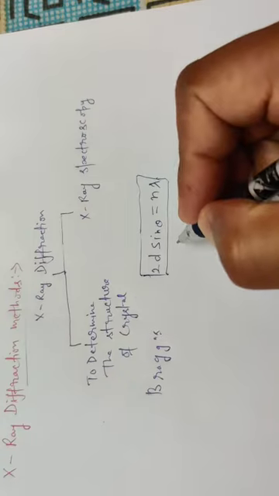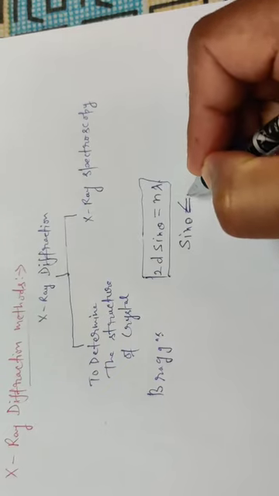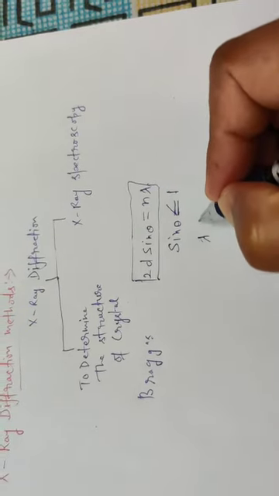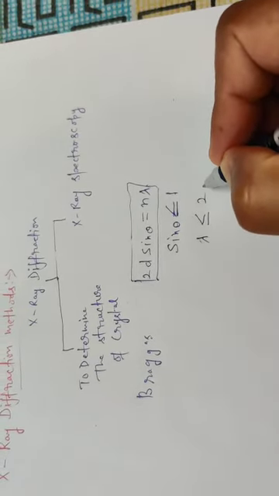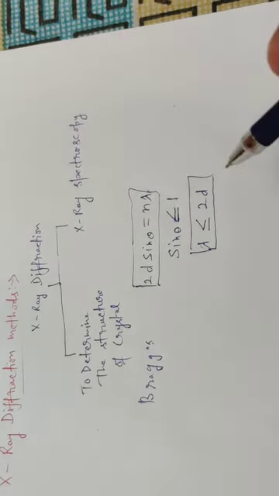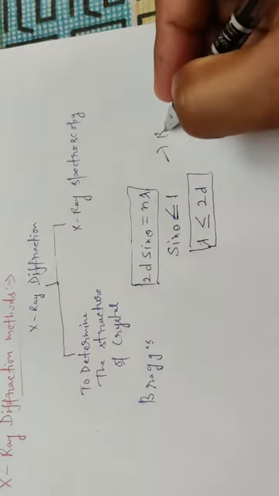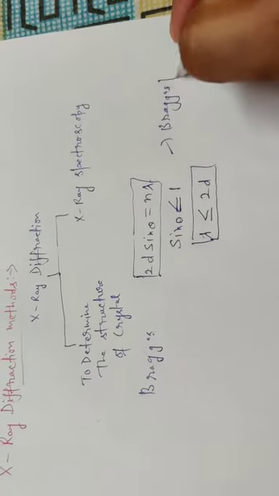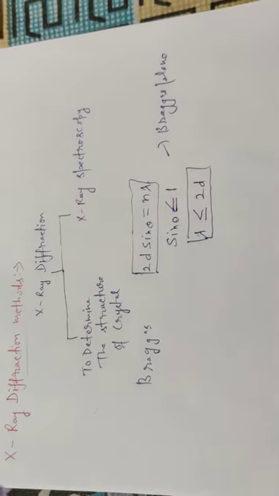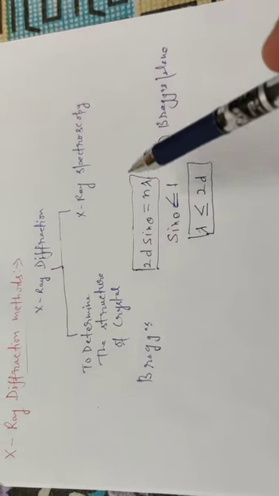Since we know that sin theta cannot be greater than 1, sin theta is less than or equal to 1, so lambda is less than or equal to 2d. Those interplanar planes which satisfy this condition are known as Bragg's planes. I will use this terminology in between, so it should be clear to you what Bragg planes are. This condition should be satisfied for these X-ray diffraction methods.